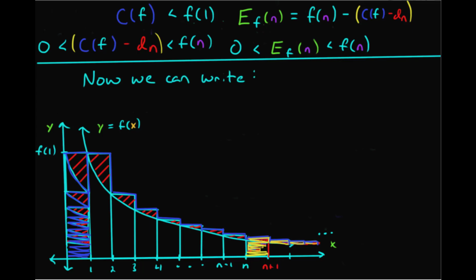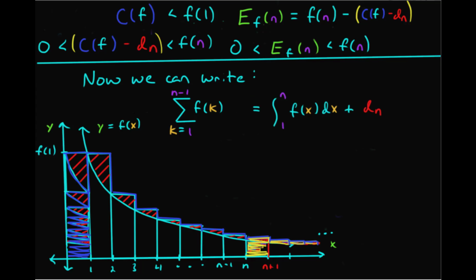We're ready to prove that the Euler-Mascheroni constant gamma really exists. So based on this diagram, we can write that the sum of the values of f of k from k equals 1 to n minus 1 is equal to the integral from 1 to n of f of x dx plus d sub n. And that just comes from our definition of d sub n. We defined d sub n to be the difference between the discrete summation of f of k from k equals 1 to n minus 1 and the integral of f of x from 1 to n.